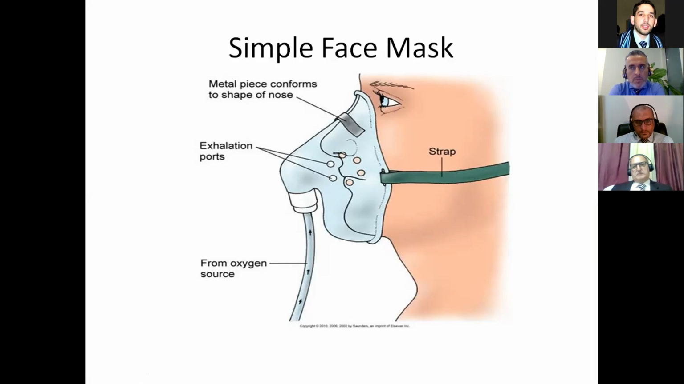This is also a good device, but the problem is the patient can't communicate, he cannot eat, and if the patient is coughing with a lot of expectoration, he has to keep removing the mask for expectorating the sputum, which is a bit uncomfortable.